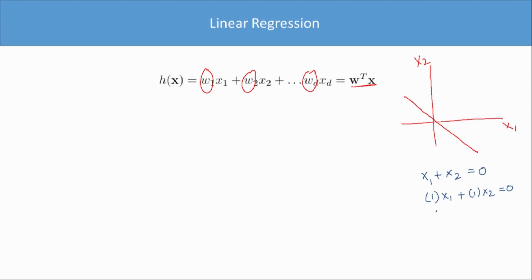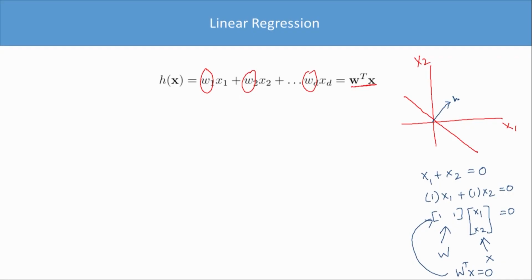And the way that I will rewrite this is as a dot product of two vectors. Now this is typically the type of vector which we will call W, and this is typically the vector that we will call X. And this equation is W transpose X is 0, where W is our 1, 1, and our X is x1, x2. So if this is the case, how does the vector W look like? Where does the vector W point to? The vector W is pointing in this direction. So this is our W, which is 1, 1, and this is our x1 plus x2 is 0.